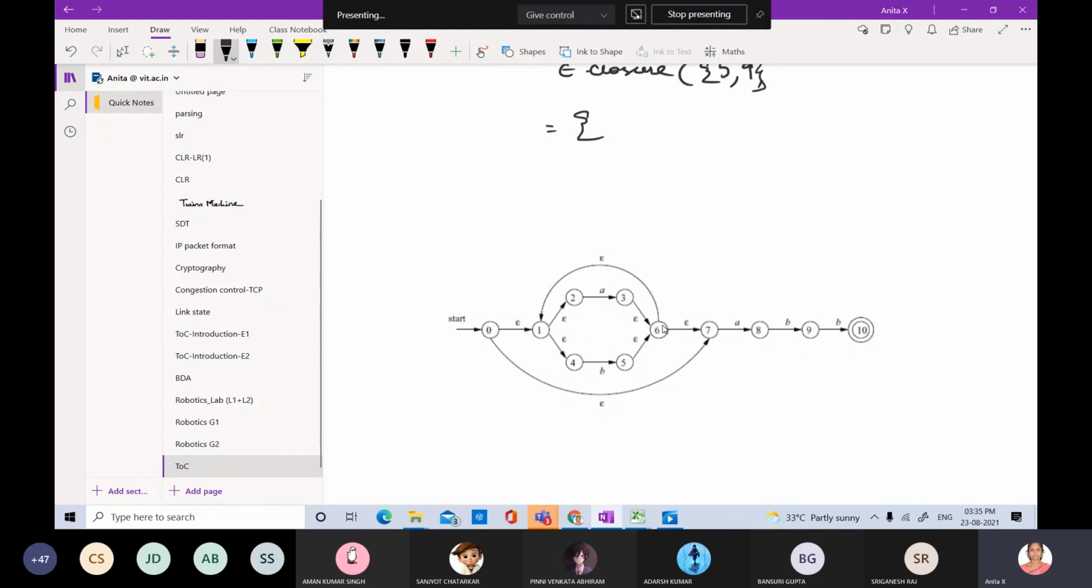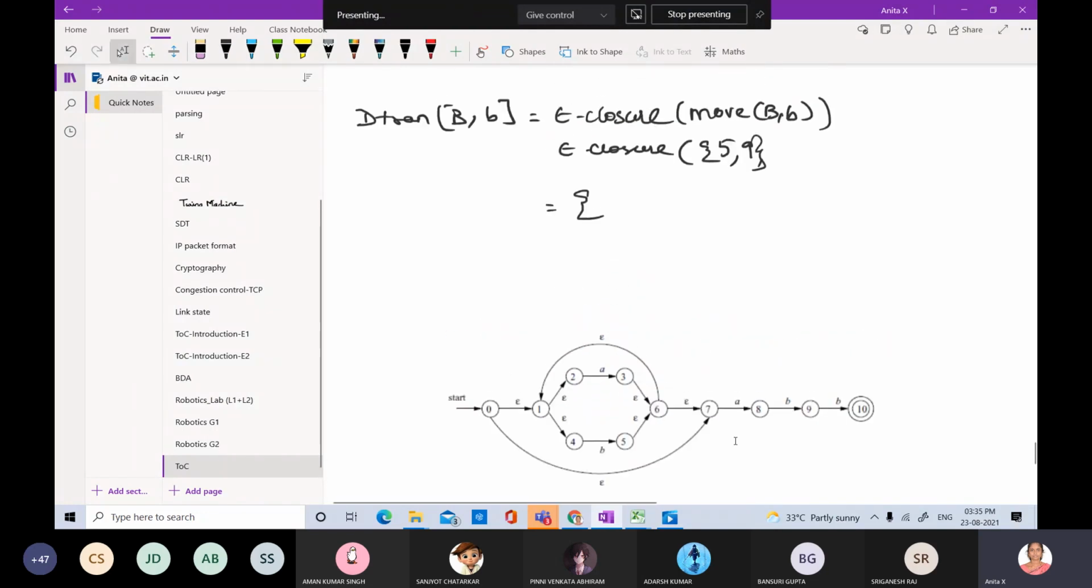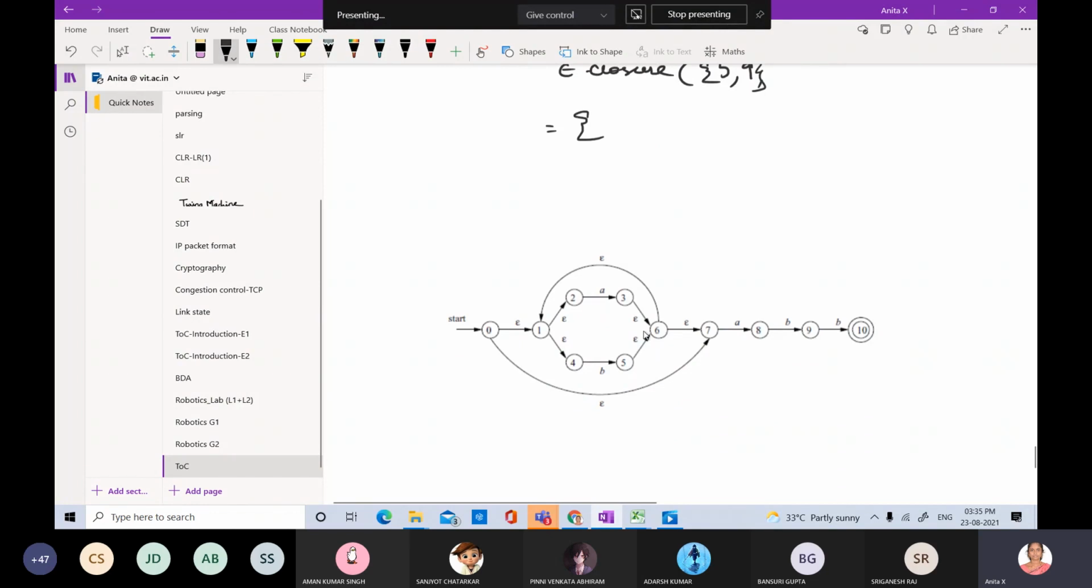So epsilon closure of 5. Please make a note. If it is not clear for you, let me give you the answer. So what is epsilon closure of 5? Each and every state is reachable to itself on epsilon transition, right? So 5 is reachable to itself on epsilon. From 5, I have a transition to 6 on epsilon. From 6, I have transitions to 7 and to 1. So 1 and 7, right?